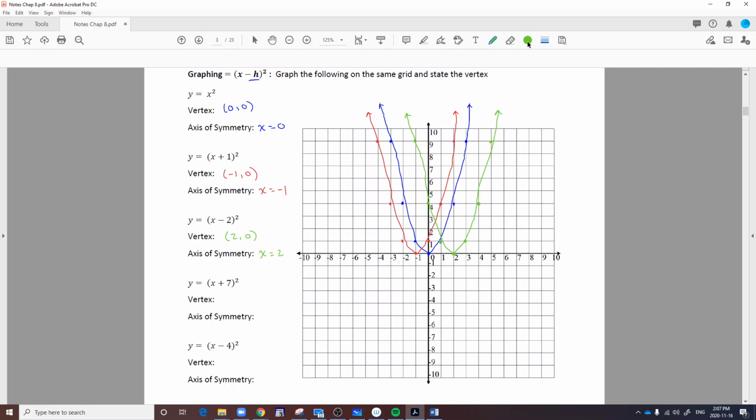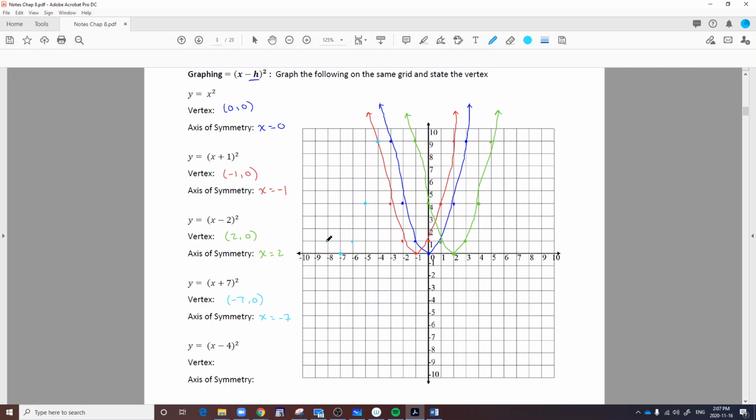Okay, the next one is y is equal to x plus 7 all squared. Again, the axis of symmetry. What makes x plus 7 equal to 0? Negative 7. That means my graph is going to start here at negative 7, 0. Same shape. Over 1, up 1. Over 2, up 4. Over 3, up 9.